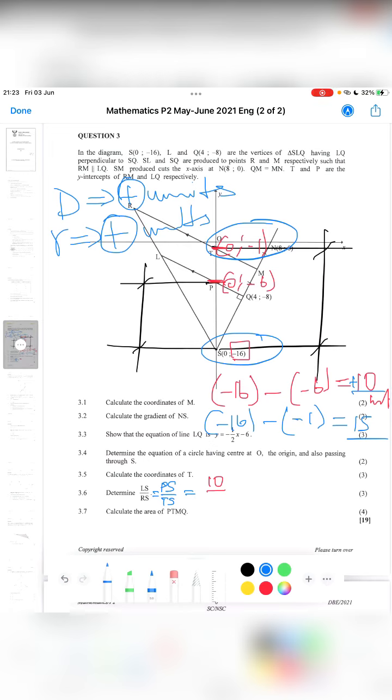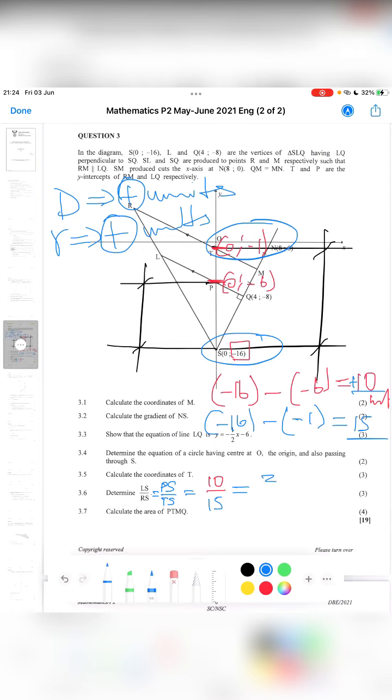Is everyone on the same page with me there? Okay, so that means we are having 15. When we punch this on a calculator, what are we getting when you say 10 over 15? 2 over 3.